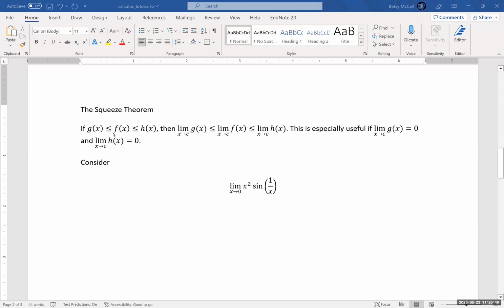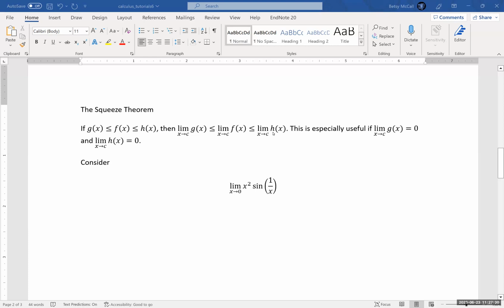If you have three functions, the middle of which you're interested in, and this middle function is bounded between two other functions, then when you take the limit, all at the same point, the limits will have the same relationship as the original function. So the limit of f of x will also be bounded between whatever the values for the limit of g and the limit of h are. Now, this squeeze theorem is especially useful if these two limits on the end are the same value. Typically, they end up being actually 0.